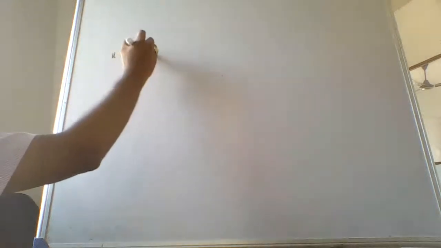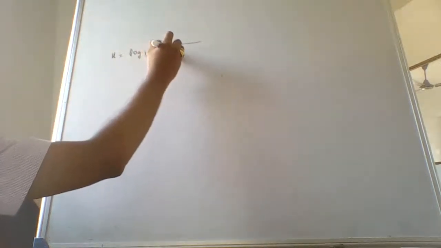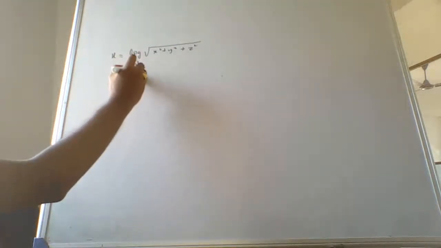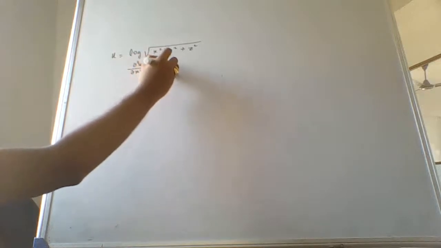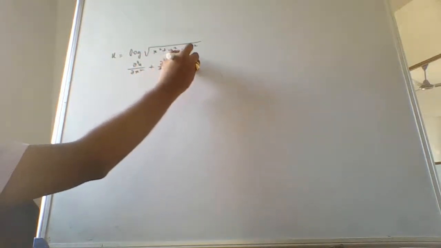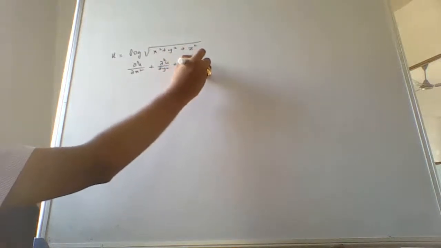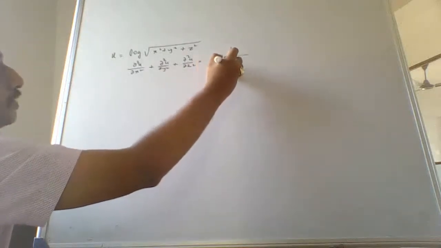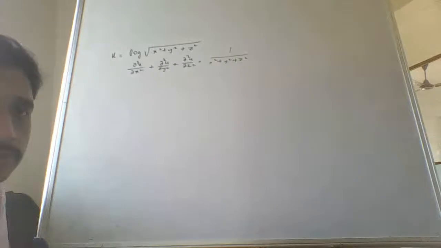Suppose you have u as a log of square root of x square plus y square plus z square. Now let us prove that dou square u by dou x square plus dou square u by dou y square plus dou square u by dou z square is equal to 1 by x square plus y square plus z square. Let us try to solve this.